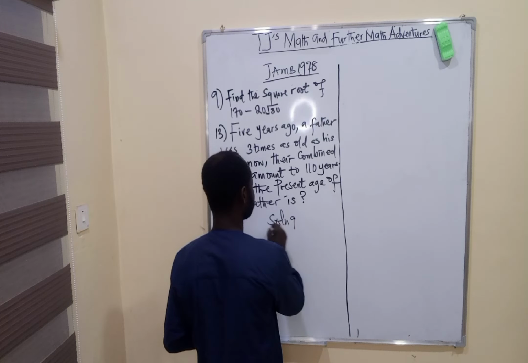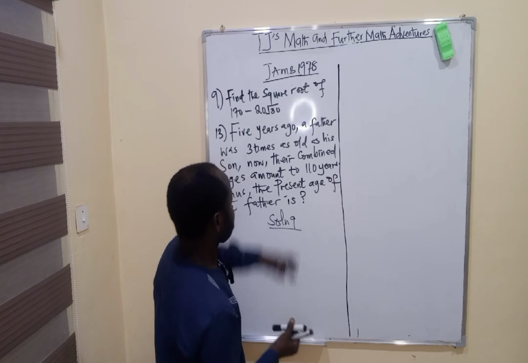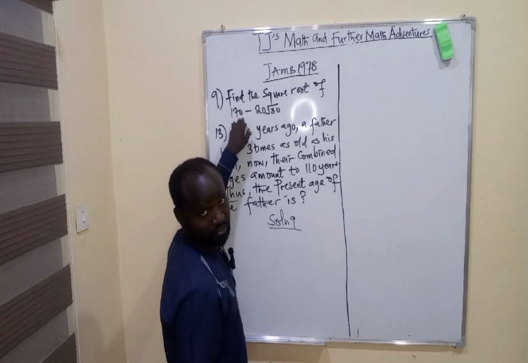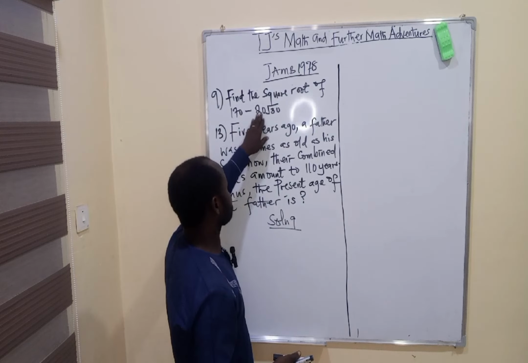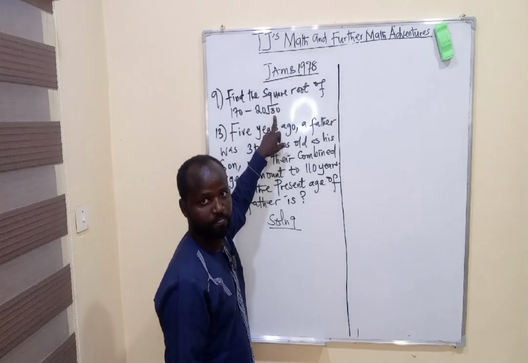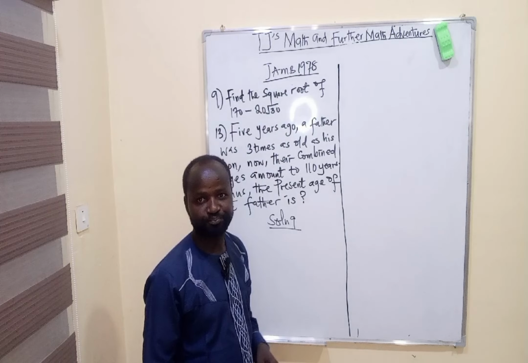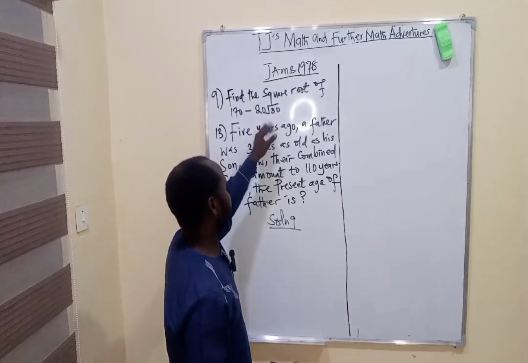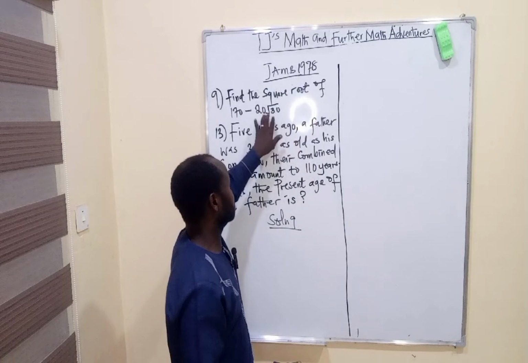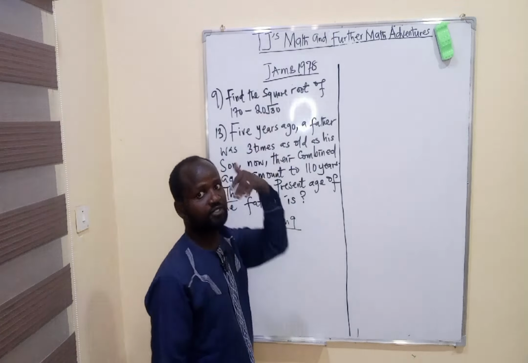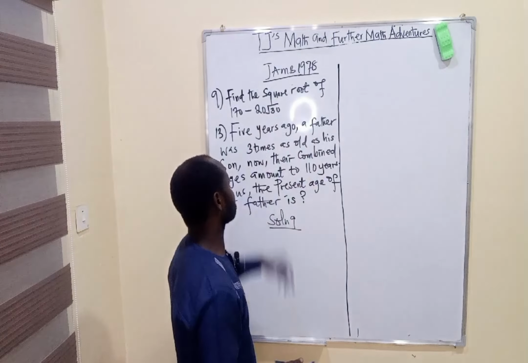Solution to 9. The question reads, find the square root of 170 minus 20 root 30. We have two ways we can solve this problem. But this is JAMB, so we use the shortcut method to solve this. Then we have the traditional method of solving this.